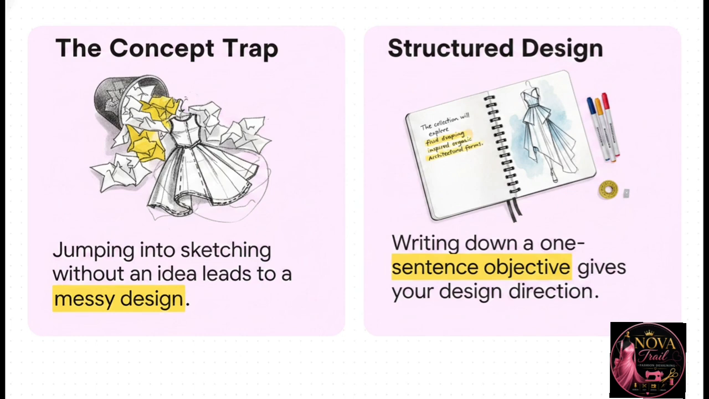The absolute biggest mistake I see is the concept trap. We all want to see quick results, right? So the temptation to just start drawing is huge. But if you jump straight into sketching without an idea, you're going to end up with a messy, directionless garment. Contrast that with writing down a clear one-sentence objective first. Like we said earlier, if you can't describe your design's purpose in one sentence, you aren't ready to sketch. A design without a concept simply lacks direction.